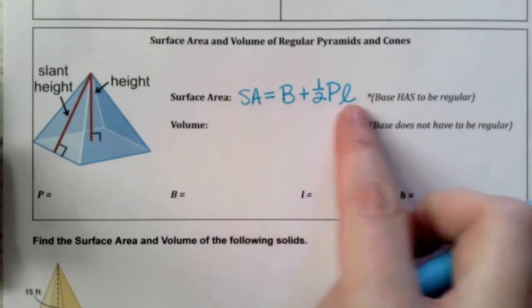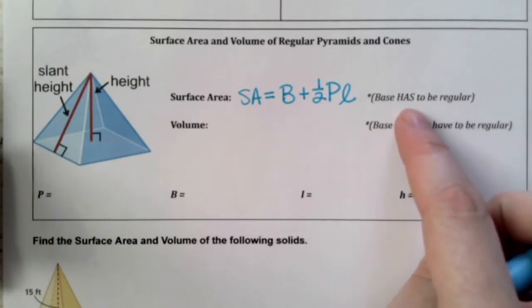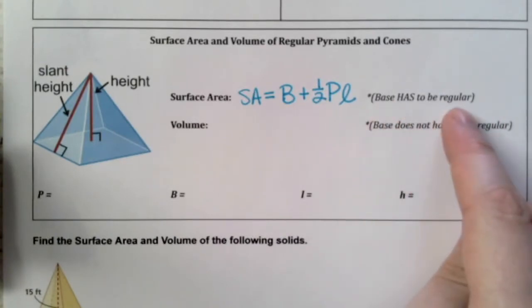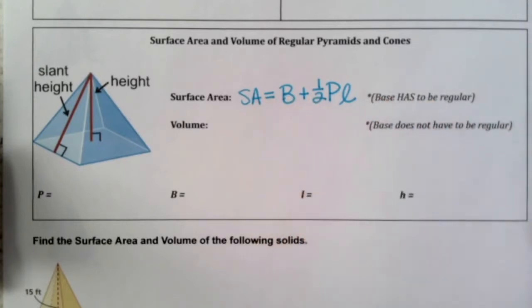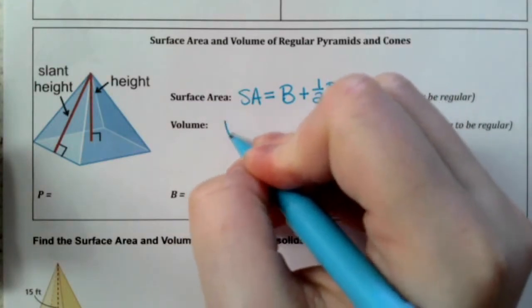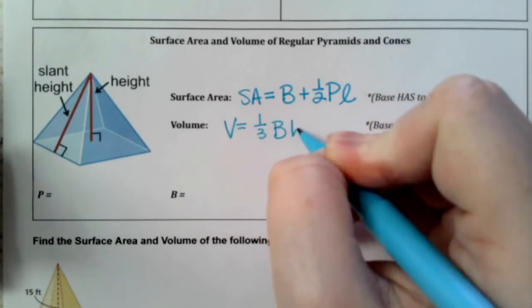To be able to use this formula, the base does have to be regular, which is what we're going to be looking at. It's pretty common that they're regular in general, but it is a requirement to be able to use this formula. And then volume is 1/3 capital B lowercase h.